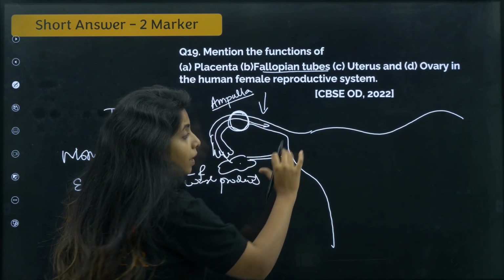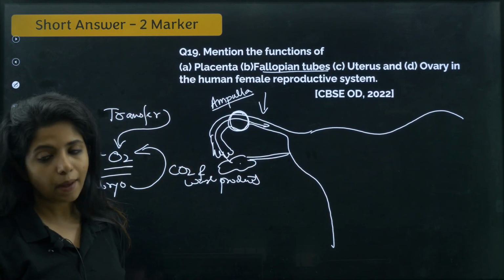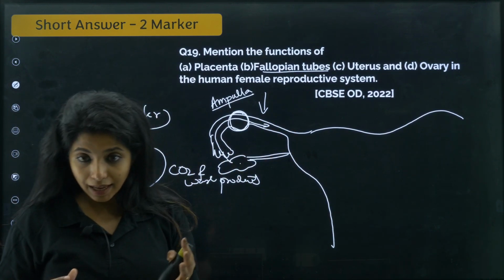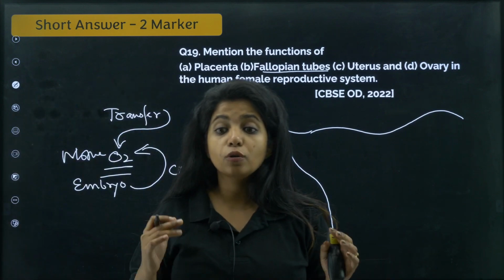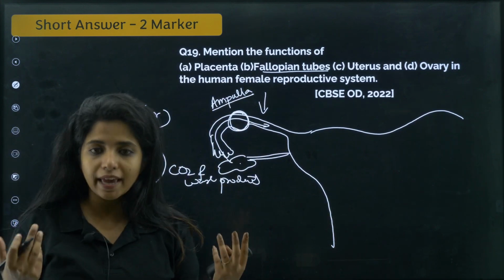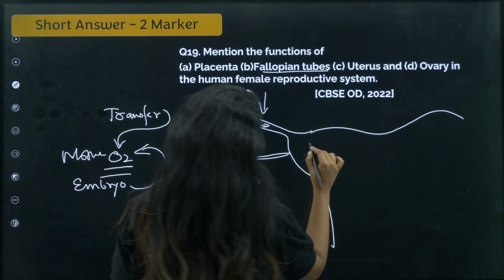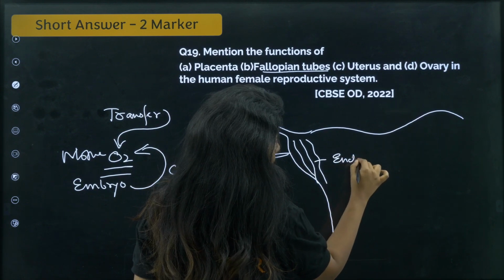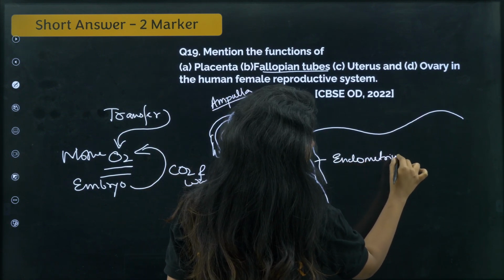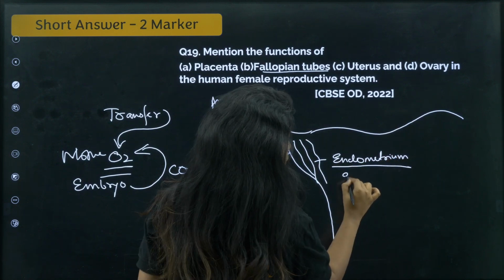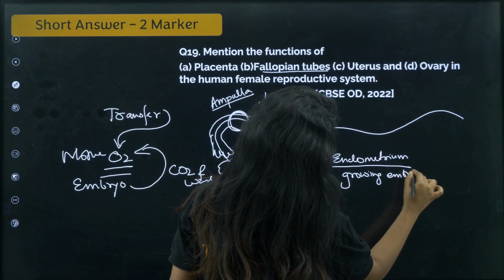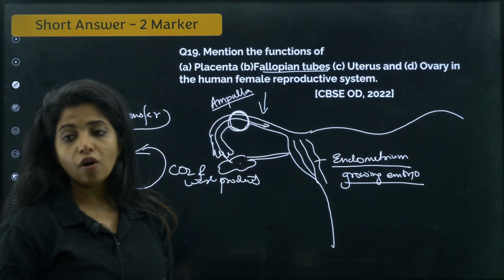So this is acting as a pathway and also a site for fertilization to happen. Now what is the function of uterus? Uterus is there to provide nourishment to the growing embryo. The uterus has 3 different layers. The innermost layer, known as endometrium, is the one that provides initial nourishment to the growing embryo, so that you get a healthy fetus. That is the function of uterus.